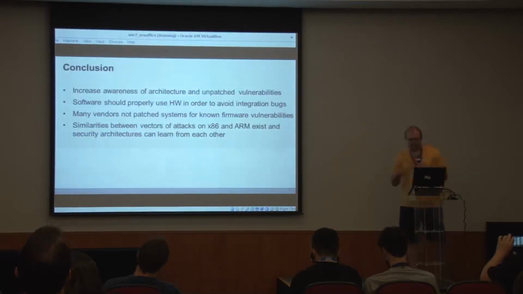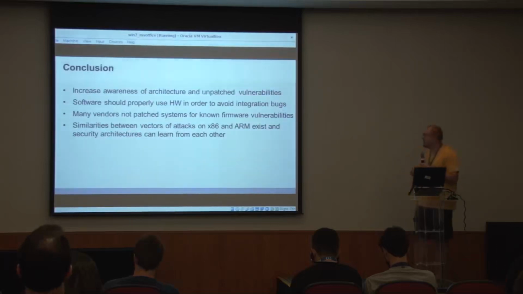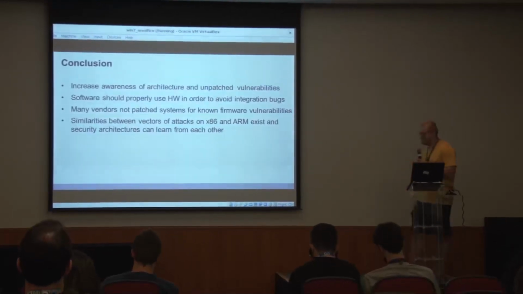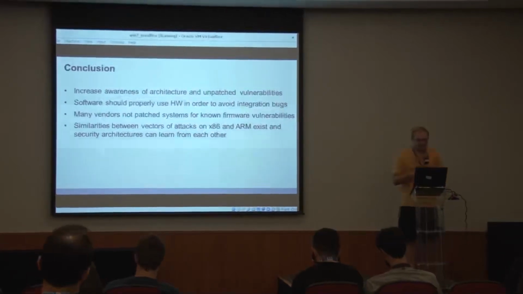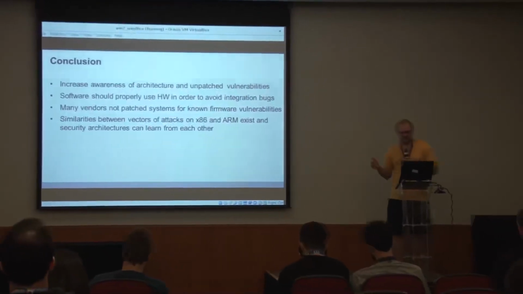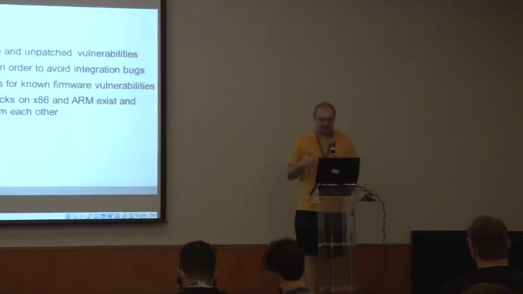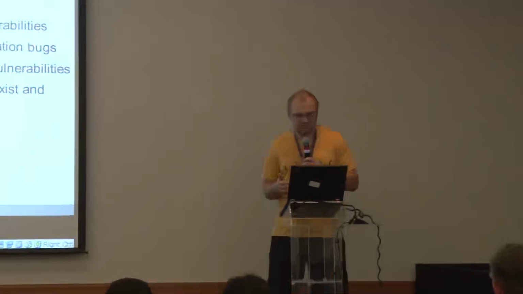Anyway, conclusion. Increased awareness about architecture and different issues which were not patched or were patched badly. Another point is that software is supposed to use hardware properly, meaning that we need security guidelines for the BIOS configuration and the SoC configuration, to make sure that all of the configuration is set properly, and have a mechanism to check that configuration. And x86 and ARM have a lot of similar vectors, and the architectures can teach each other how to make security better. With this, I'm done.